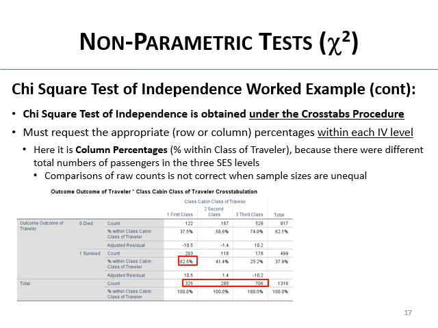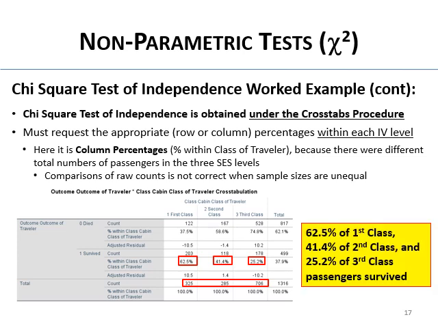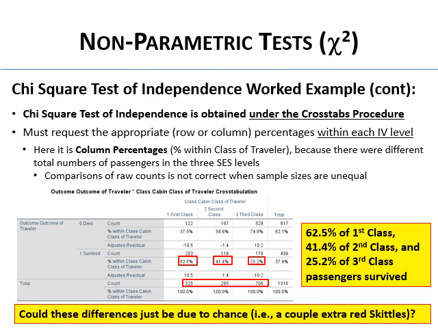So 62.5% of the first class folks survived, 41.4% of the second class, and only 25.2% of the third class. So those sure seem different, right? Note we did percents, we didn't do raw counts, because they differed again. There were different numbers of passengers in each class. So could these differences just be due to chance, like having a couple extra red Skittles or fewer red Skittles in third class? Or really, was SES associated with your likelihood of surviving on the Titanic?